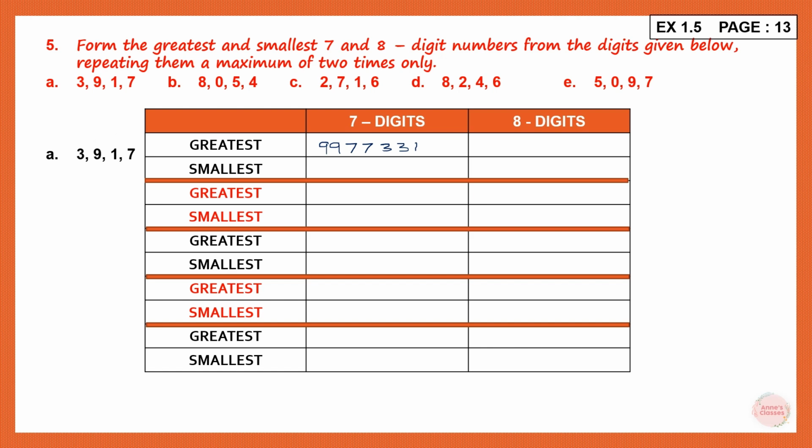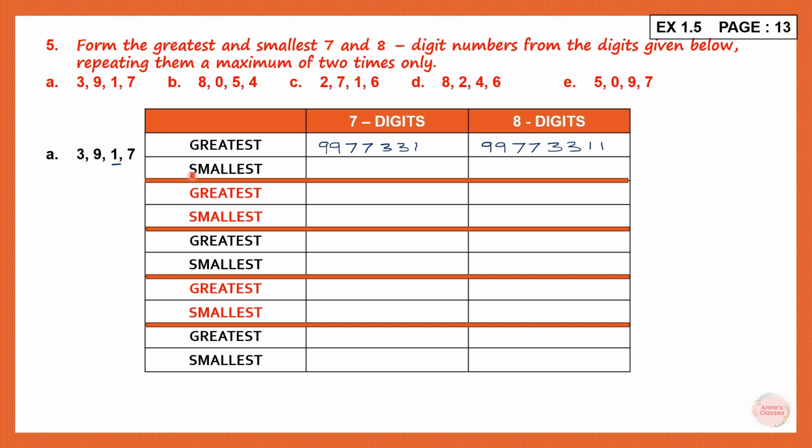In the same way, to form the 8-digit number, you take each digit repeated twice, starting with the greatest. The greatest is 9, repeat it. Next 7, repeat it. Next 3, repeat it. So now how many digits do we have? We have 1, 2, 3, 4, 5, 6. Now let's repeat the last one also, so that makes it 7, 8. So now it's an 8-digit number.